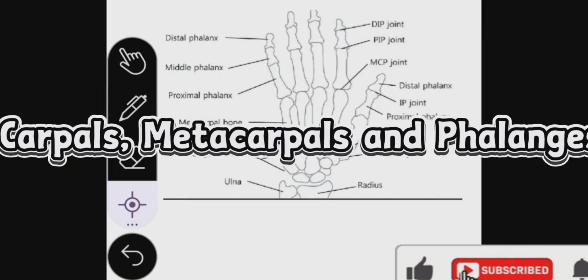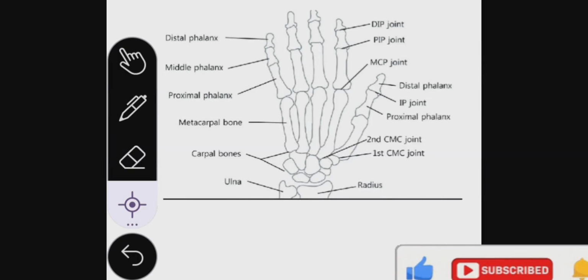Alright, so next up we have the carpal bones. The carpal bones are the bones that make the wrist, and there are 8. They are arranged in proximal and distal rows. The proximal row is 4, the distal row is 4. The proximal row are scaphoid, lunate, triquetrum, and pisiform. The distal row are trapezium, trapezoid, capitate, and hamate.